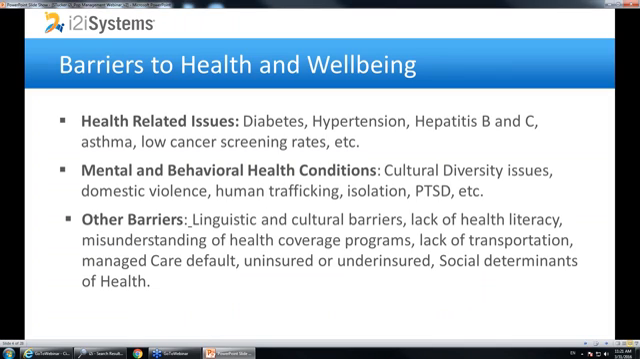We have identified, by statistical data, some clinical barriers to care. Some of these barriers we can define into clinical and non-clinical. As you can see, we have health-related issues like any other community health center could have, chronic conditions like diabetes, hypertension, and low cancer screening rates. And something that is very important to us is hepatitis B and C.